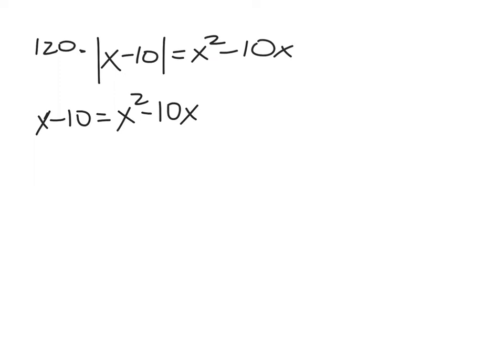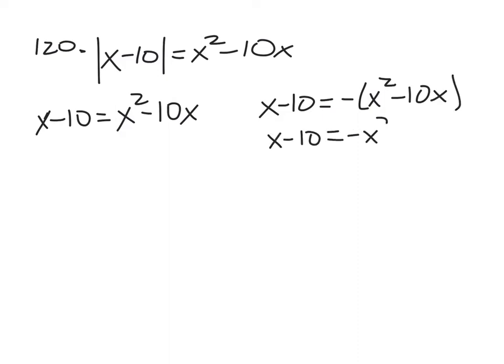Okay, so I'm going to leave that one alone. We're just going to leave that side alone. X minus 10 equals what? All right, so I'm going to write it like this so you don't make the mistake of not distributing. Because it's really x minus 10 equals negative x squared plus 10x. Is that okay? Yeah.